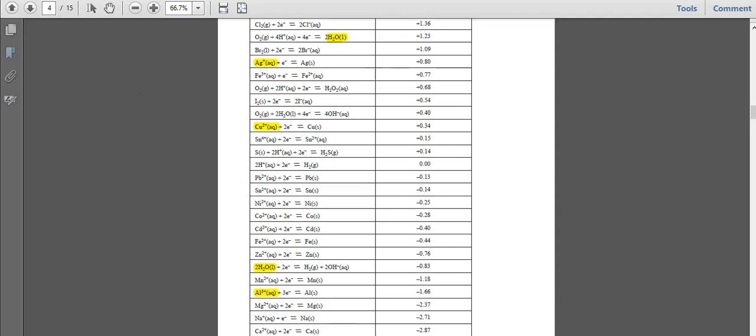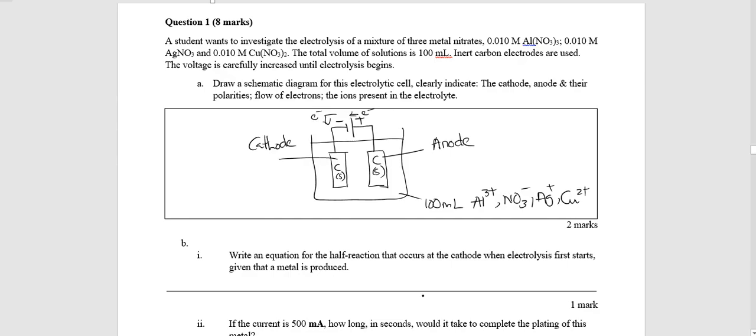Okay, so the first thing that's going to be plated at the cathode is going to be silver. Silver ion is going to be reduced into silver. Ag plus plus electrons going to Ag solid. That's going to be the equation for the first reaction that occurs. So reduction of the strongest oxidizing agent present.